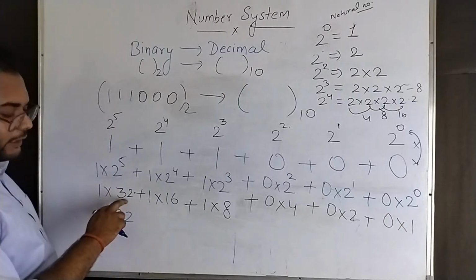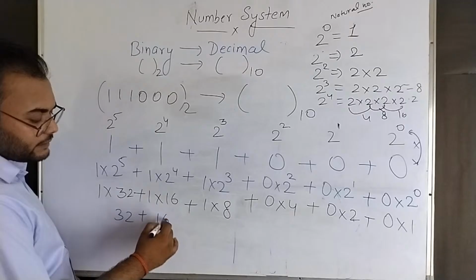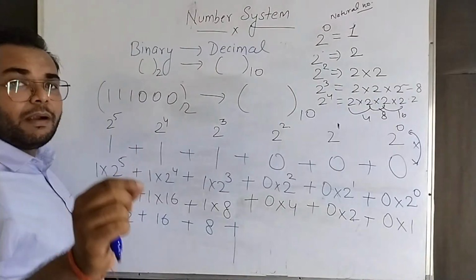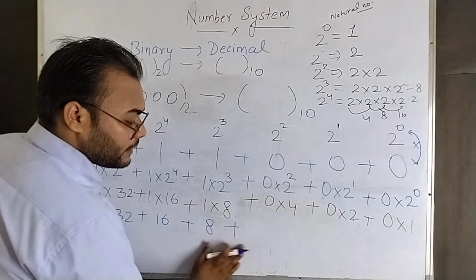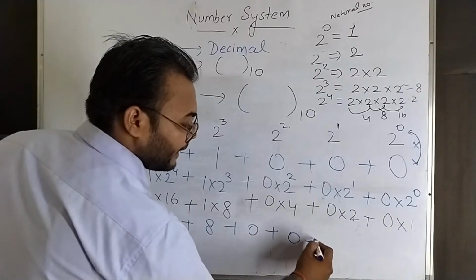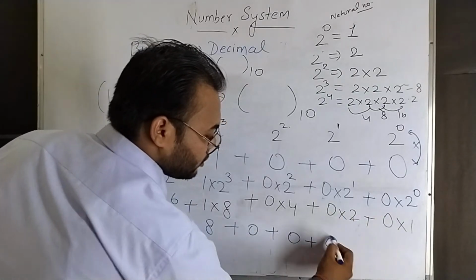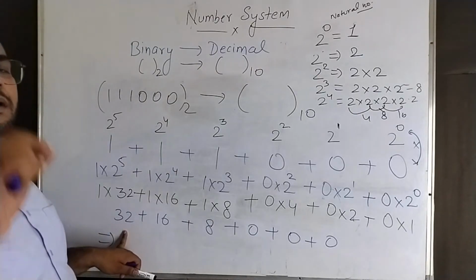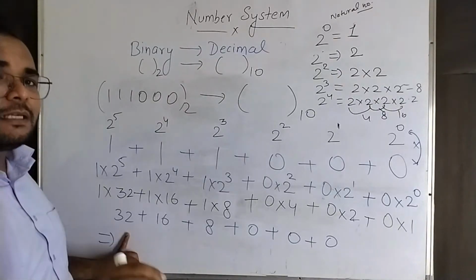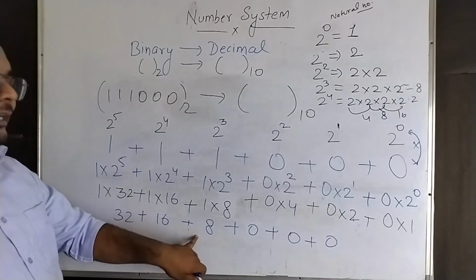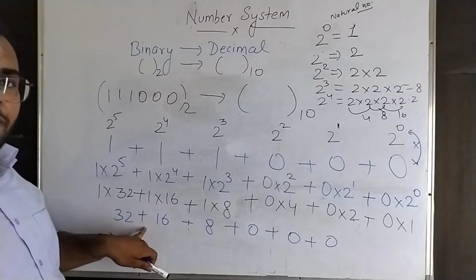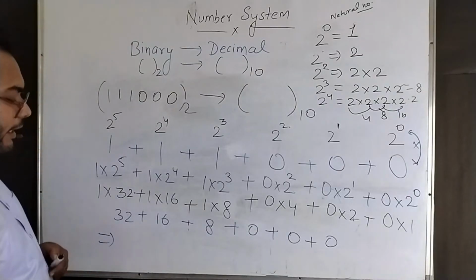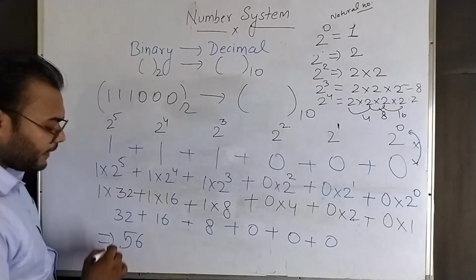32 is written here. 1 into 32, it is 32. 1 into 16, it is 16. 1 into 8, it is 8. And here 0 into 4. Whenever we multiply any number with 0, it will always be 0. Plus again 0 into 2, it's 0, and 0 into 1 is also 0. Now we can go with the simplest addition part, the sum of the numbers. 32 plus 8, it's 40, and 40 plus 16, what is the value? It's 56. Very nice. Very good. This is 56.